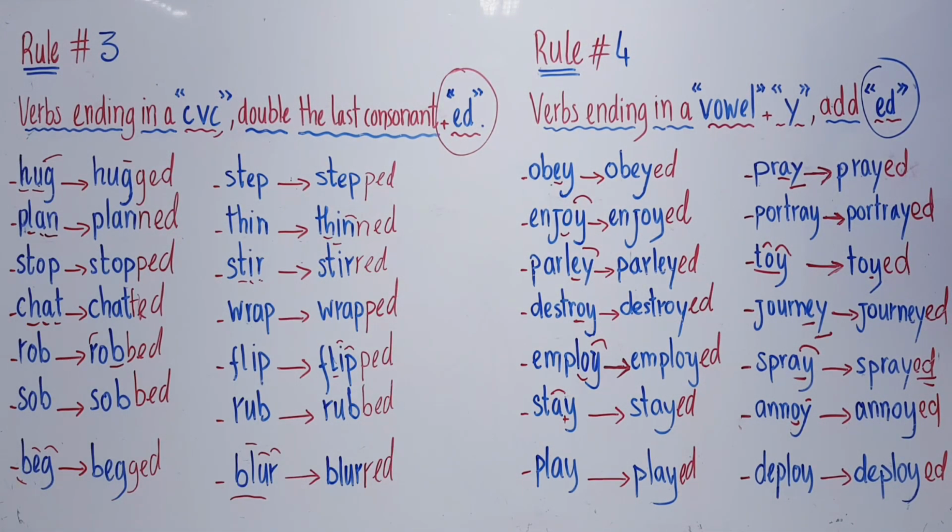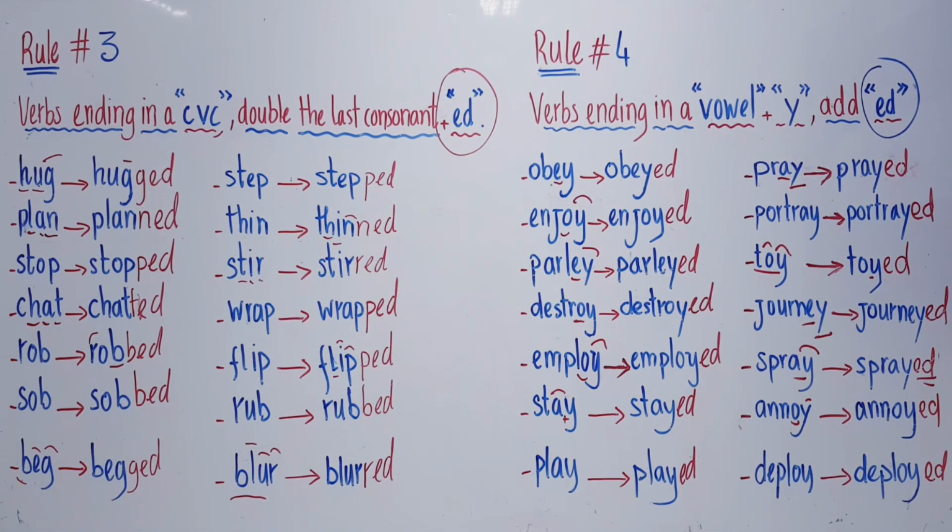Now, here we go. Sub. Oh, sorry, rub. R-U-B, ed, rubbed. How about sub? Not sharp. Sub. S-O-B. B again.